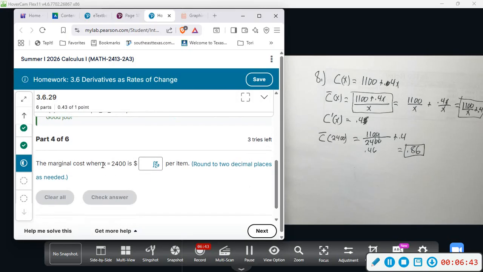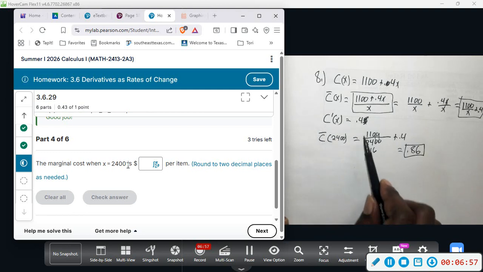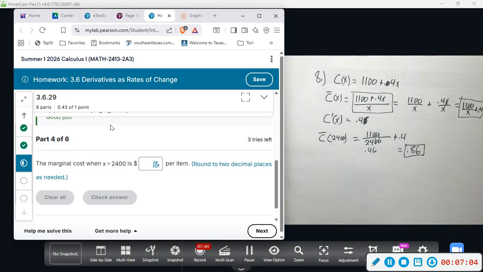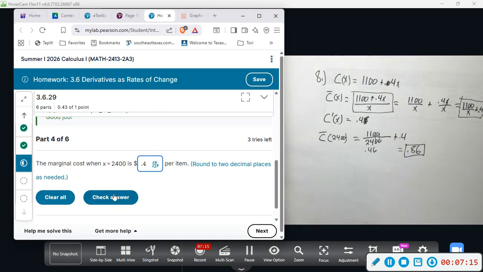All right, so the marginal cost when 2,400 units are produced. So the marginal cost is going to go back to this rate of change. The marginal cost is about 40 cents for an additional unit. Just our rate of change, that's what we're looking for. Marginal cost, derivative is the rate of change, that's what we're looking at.